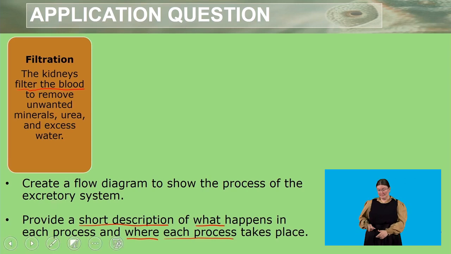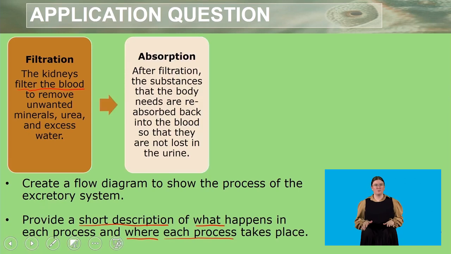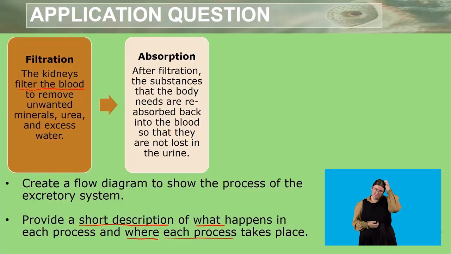Once the kidneys have filtered the blood to remove unwanted minerals, urea, and excess water, we then go through a process of absorption. It also takes place in the kidneys, and it is after filtration. Here, the substances that the body needs are reabsorbed back into the blood so that they are not lost in the urine. Remember, we've already mentioned that urine is excreted in this system of the excretory system. So what is being excreted is obviously a waste product. So here we cannot excrete waste products, but we reabsorb all the nutrients and substances that are needed by the body.